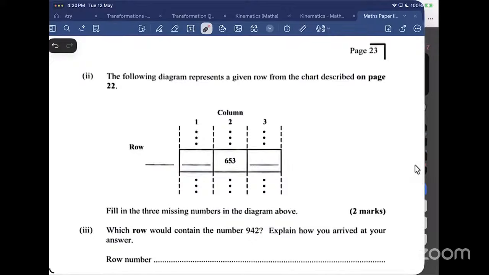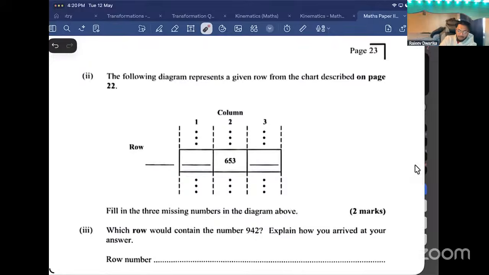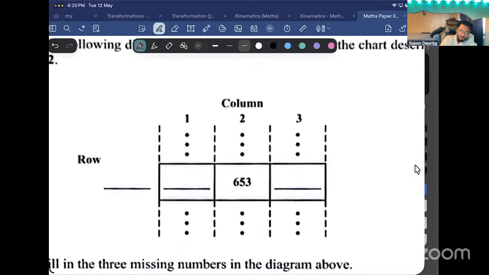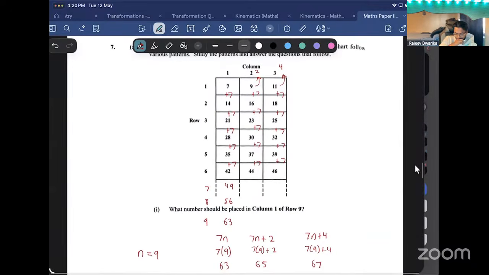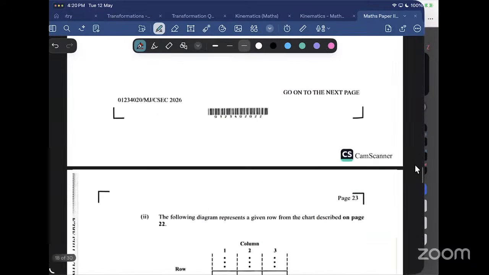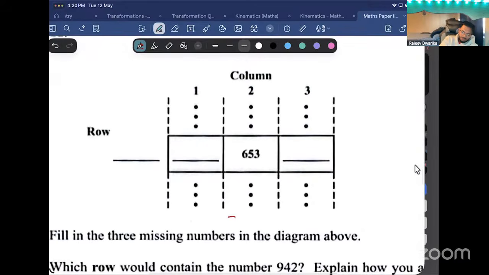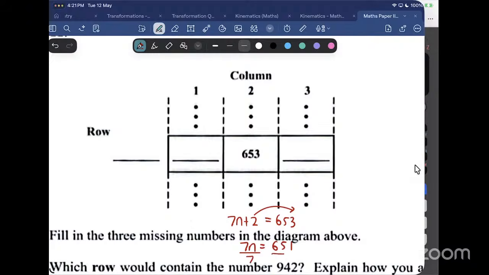So fill in the 3 missing numbers in the diagram above. This is real simple. But we could use the relationship we came up with just now to answer it. What was the relationship we came up with for row 2? 7n plus 2. So if I say 7n plus 2 is equal to 653, and minus 2 I find 651, and I would divide both sides by 7 for n.